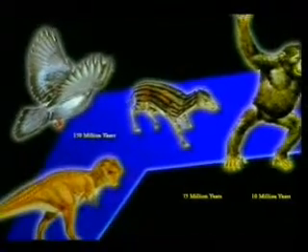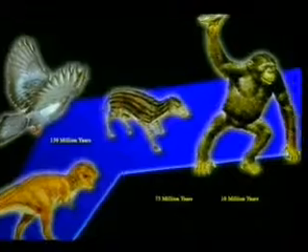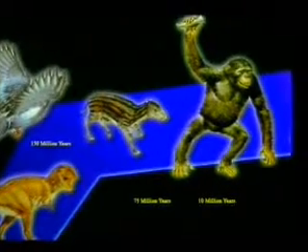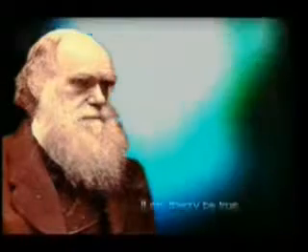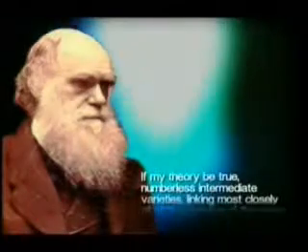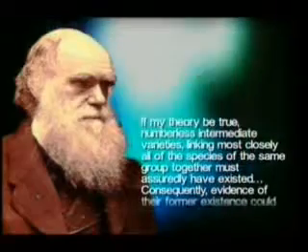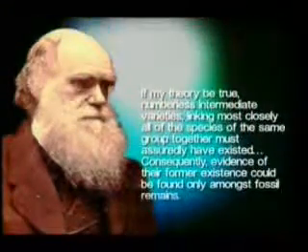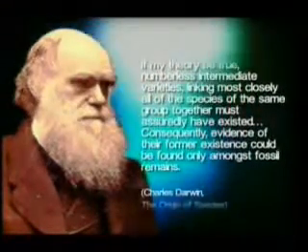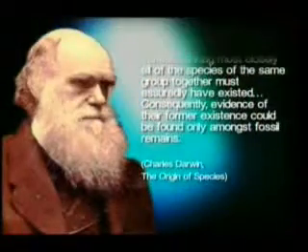In his book, The Origin of Species, Darwin wrote, "If my theory be true, numberless intermediate varieties, linking most closely all of the species of the same group together, must assuredly have existed. Consequently, evidence of their former existence could be found only amongst fossil remains."